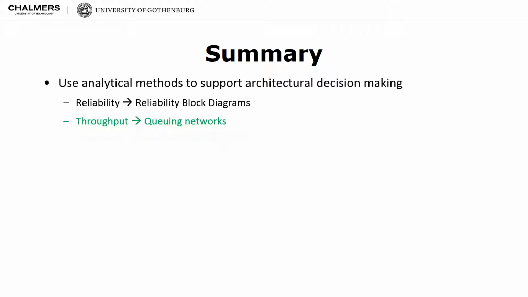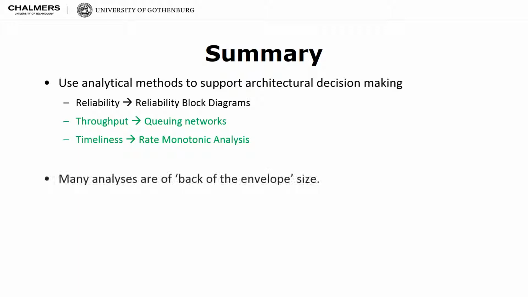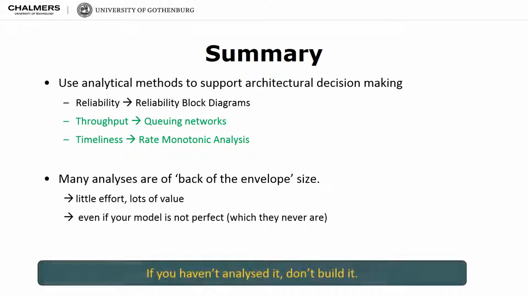Here's a summary of today's lecture. We showed a simple method for analyzing the reliability of systems at an architectural level. In previous slides, we also showed that simple analysis methods exist for analyzing performance and timeliness. I hope that our lectures have convinced you that doing such type of analysis requires little effort, but provides lots of value to the project. They provide value through increased understanding of whether a system meets the non-functional requirements. Moreover, performing such analysis reduces the risks in the project. In summary, a best practice for the architect is, if you haven't analyzed it, don't build it.